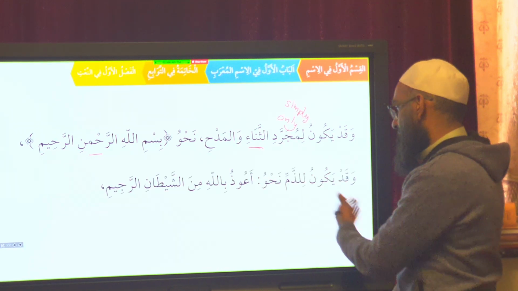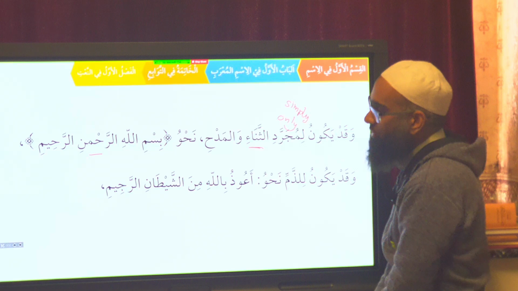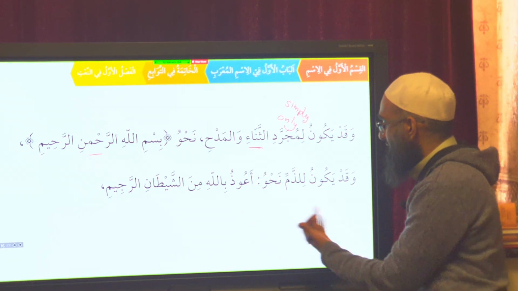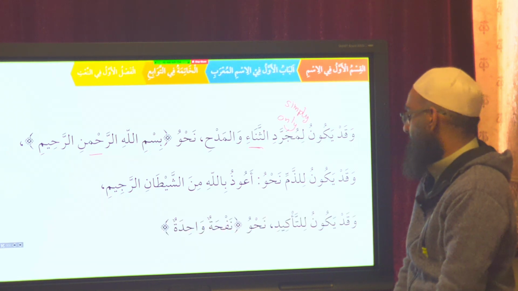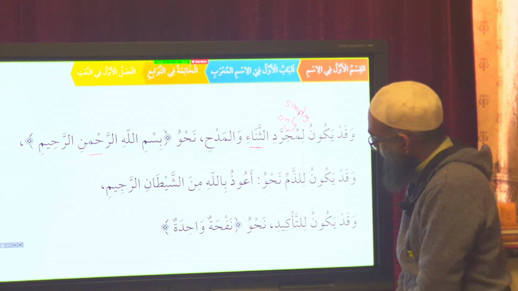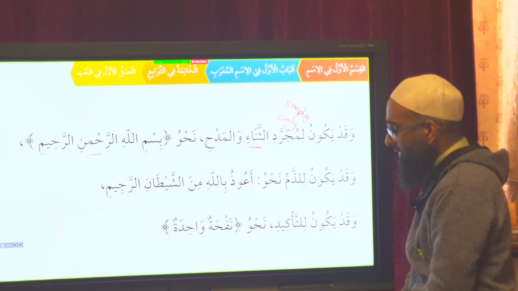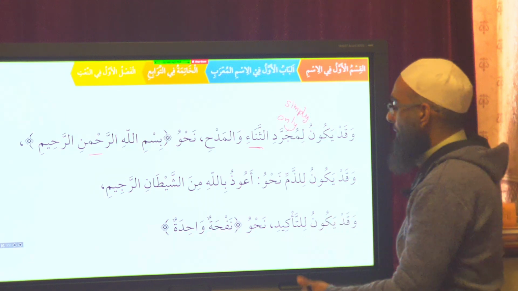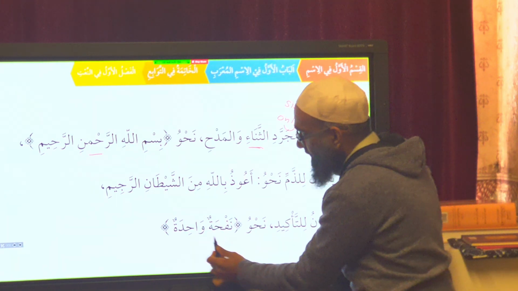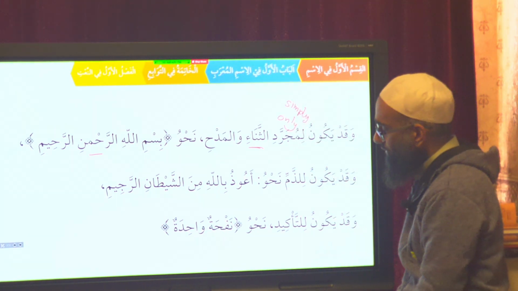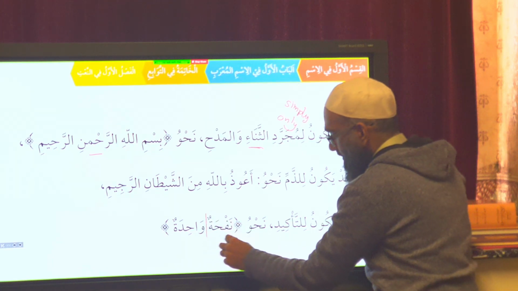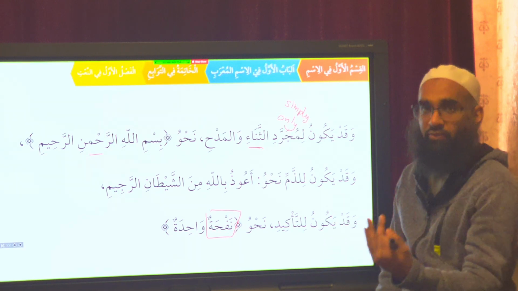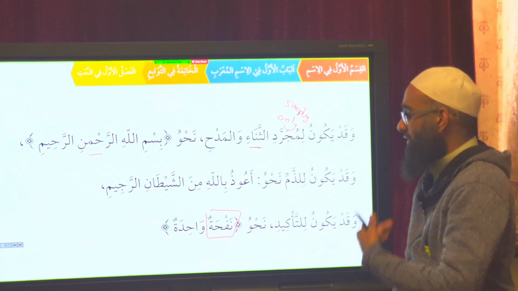Just as you can have dham: A'udhu billahi minash shaytanir rajim. When you say shaytan, everybody knows what it refers to. This is purely dham and criticism. Correct? And the last point he's mentioning here: sometimes the meaning is already understood from the word, and there's no need to add this, but it's for emphasis. For example, nafkhatun wahida. Nafkha on its own means one, so there's no need to add wahida to get the meaning. But when you add wahida, it creates emphasis.